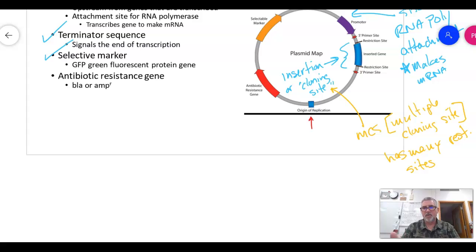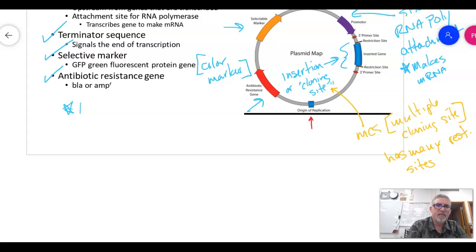So those bacteria glow green, or I can put a red marker and they could glow red. They can make the colonies blue. So it really is some sort of color. It could be RFP. And then an antibiotic resistance. We always give it an antibiotic resistance gene as well. So there's my selectable marker, my antibiotic resistance. Ampicillin is the most common.